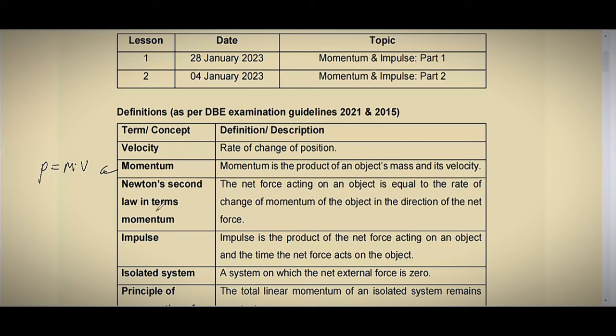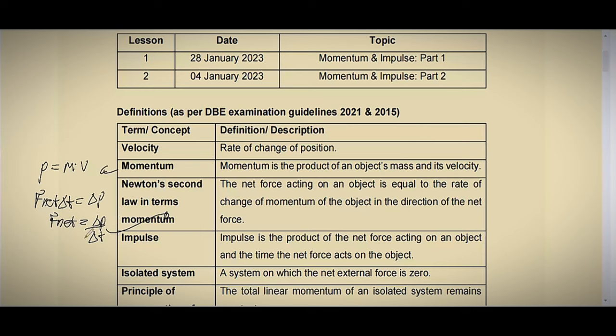Then we have Newton's second law in terms of momentum. It says the net force acting on an object is equal to the rate of change of momentum of the object in the direction of the net force, right? As we move along with the questions, you will encounter a formula just like this one here, which is called the impulse momentum theorem formula. Then you can manipulate this formula to be like this: F net is equal to change in P over change in t. Now, also this formula here can help you to remind yourself of the definition of Newton's second law in terms of momentum, to say that net force is the rate of change of momentum.